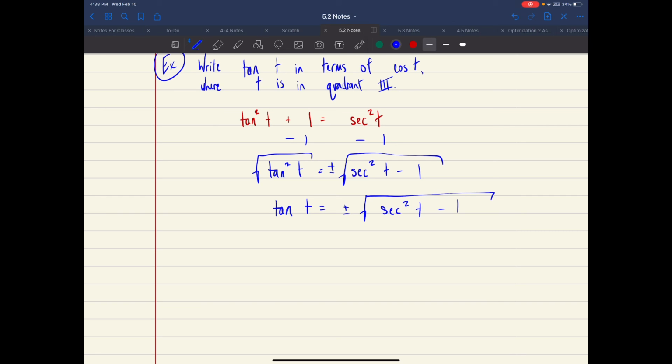So in quadrant 3, what's the sign of tangent? Is it positive or negative? In quadrant 3, both the x and the y coordinates are negative. So if you were to divide those, it'd be positive. So we're going to take the positive. So tangent t equals positive. Only thing we have to do is convert secant squared to cosine squared, which you do by doing 1 over cosine squared t minus 1. And now we have written tangent in terms of cosine.